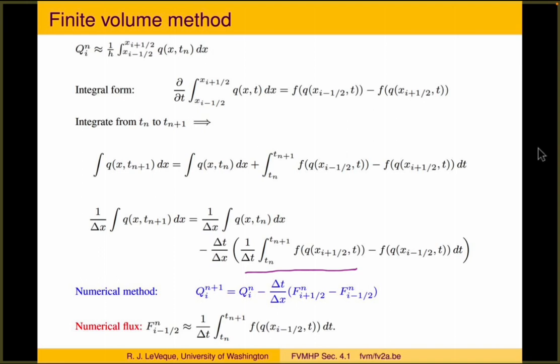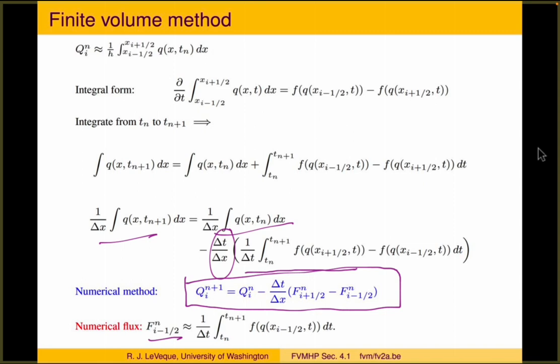We're integrating over a time step of length delta t, so we divide by delta t to get an average flux. And so I've introduced the delta t divided by delta t, and then if we define some numerical flux, F_{i-1/2}^n, that's some approximation to the integral of the true flux, then we end up with a numerical method that has this form, where the cell average at time n+1 is equal to the cell average at time n minus this delta t over delta x factor times the difference in some numerical approximation to the integral of the exact flux.